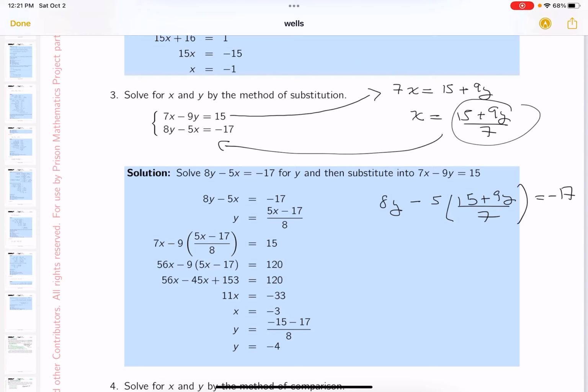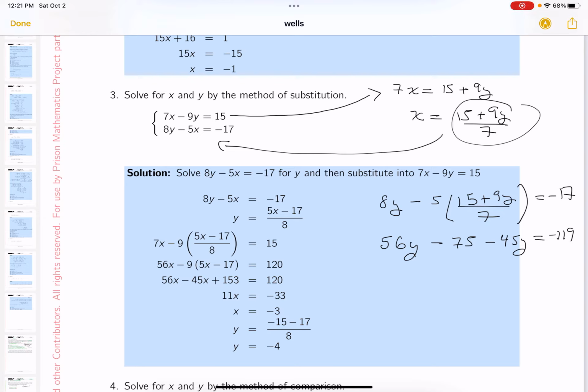What I'm going to do is multiply both sides by 7. And the reason why is I want to get rid of the fraction. And 7 times 8 is going to be 56. Now the second term, the 7 disappears. I'm left with minus 5 times 15, which is minus 75. And then minus 5 times 9y, which is minus 45y. Now remember, we're multiplying both sides by 7. I hope you haven't forgotten that. 7 times 10 is 70, and 7 times 7 is 49. That's going to be 119. Minus 119. Mistakes can happen. We'll figure this out later.